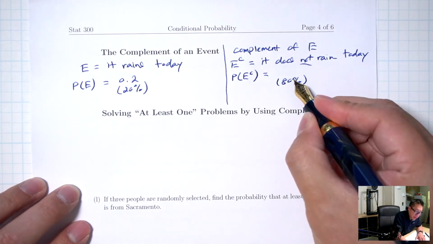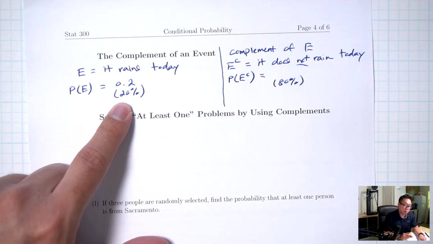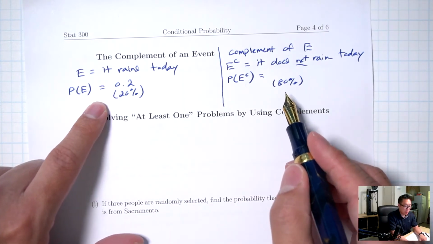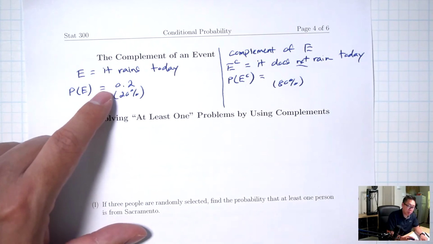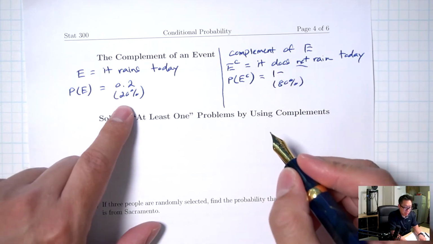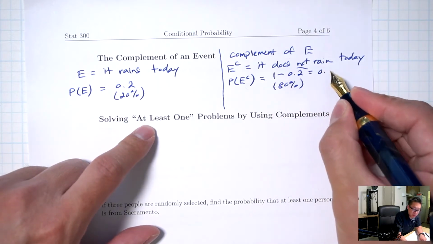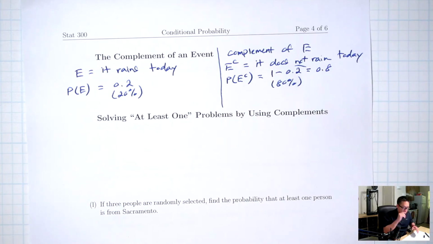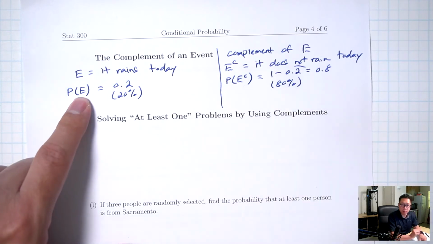And what math did we do to get this 80%? We took 20%, right, and did 100% minus 20% is 80%. That's in percent form. In decimal form, you would take 100% as a decimal, which would be 1, minus the 20% as a decimal, which is 0.2, and you'll get 0.8, which is 80% in decimal form. So the point here is that if I know the probability of E, the probability of E complement is going to be 1 minus the probability of regular E.